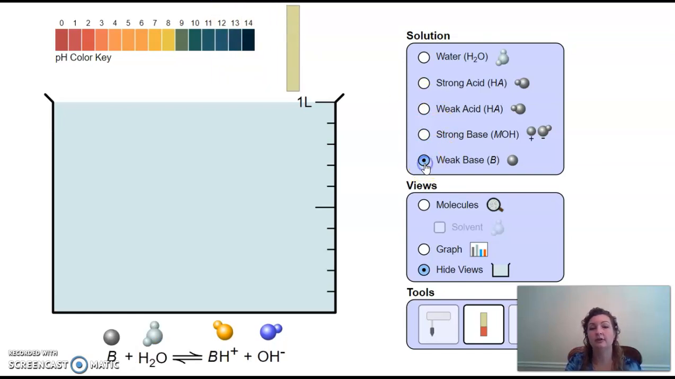And we're going to go ahead and try a weak base. Dip it in. I should be getting anywhere from 7.1 to 10-ish, right? And yeah, I'm going to say that looks like in between a 9 and a 10, most definitely, for a weak base, okay?